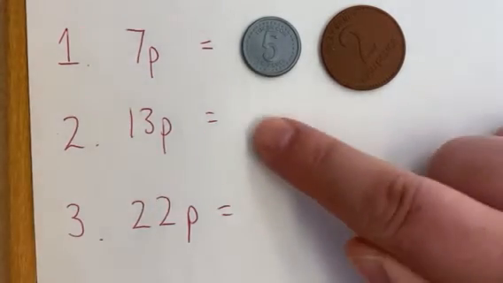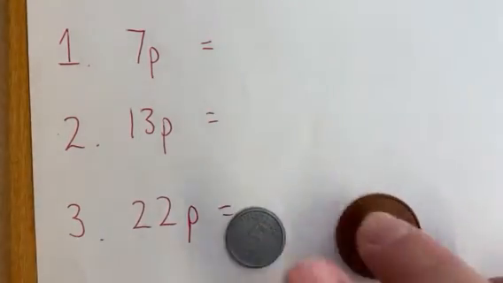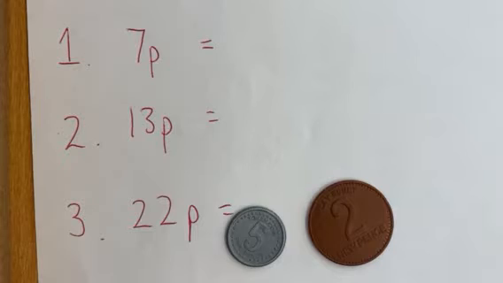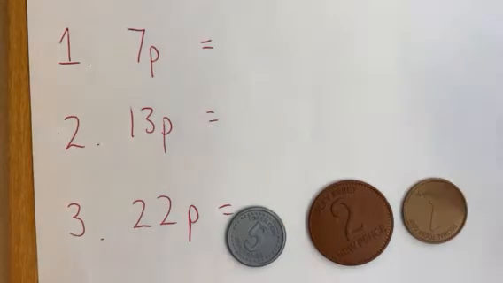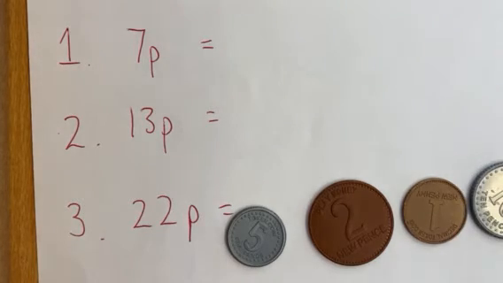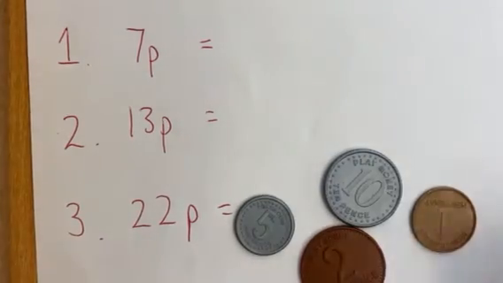Let's look at the second one. The second one is 13 pence. So let's bring our coins back in. I'm going to bring out everything that's bigger than 13 pence, so we don't need the 50. We need the 10 pence, so we bring that in. So now we've got 10 pence, 5 pence, 2 pence, and 1 pence.